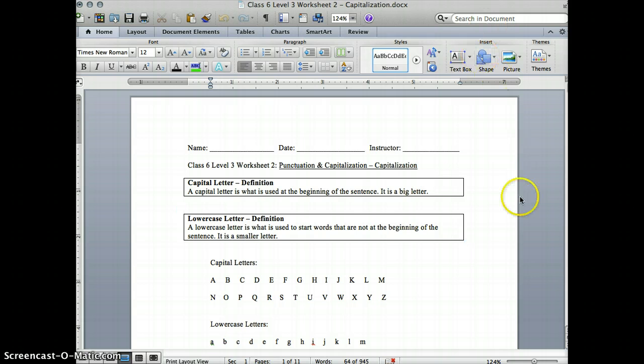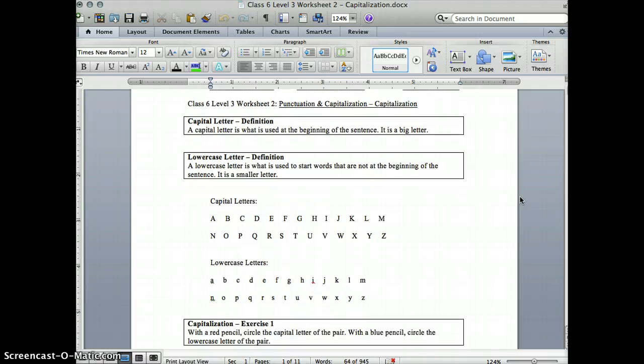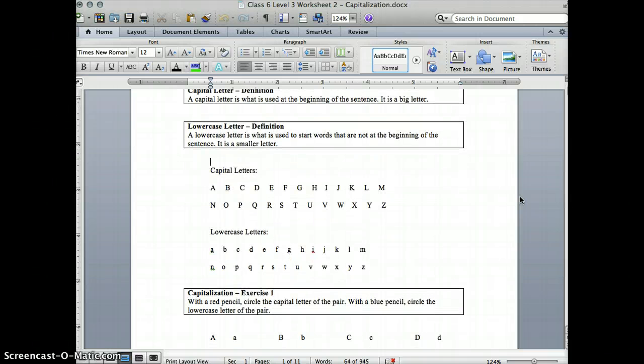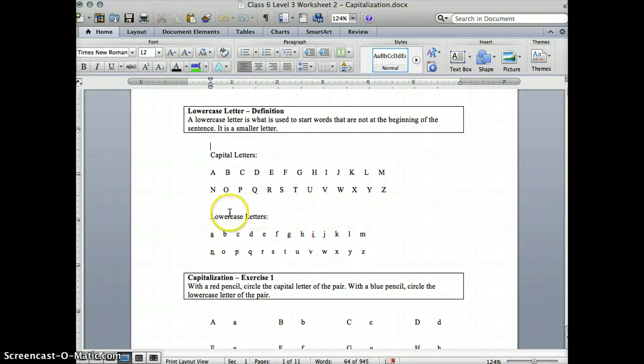But in order for you guys to actually visualize what a capital letter is versus what a lowercase letter is, I have typed out all of the capital letters right here at the top. And you can see that these are all the letters of the alphabet. And then when you go down, you see all the lowercase letters. And you can obviously see the difference between the letters. Capital letters are much bigger than lowercase letters, and lowercase letters are the smaller letters that are used to start words that don't come at the beginning of sentences.